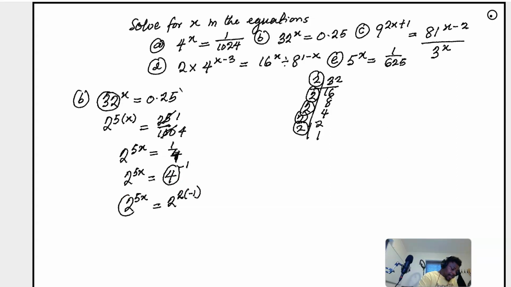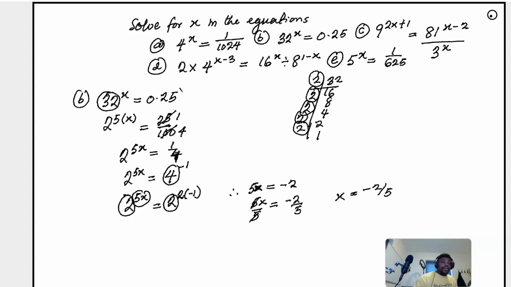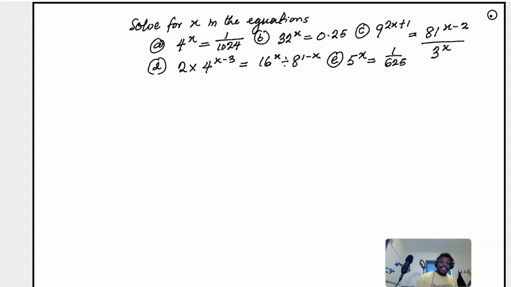So, the base on this side is 2, and the base on this side is 2. That means powers are equal. So, therefore, 5x is equal to 2 times minus 1. That is minus 2. I'm looking for x, so I will divide by what is beside x. So, divide through by 5. So, here, x is equal to minus 2 over 5. Easy.